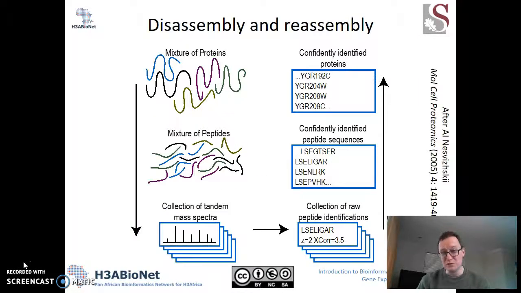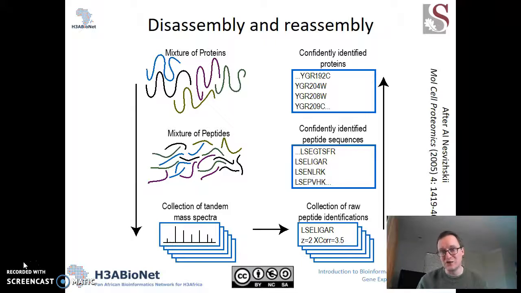To produce these data, we went through quite a lot of steps on the bench. We started with a mixture of proteins, we digested them, we then separated those peptides in time by chromatography and produced tandem mass spectra representing the fragments of individual peptides. That's the trace down the left side of the screen.